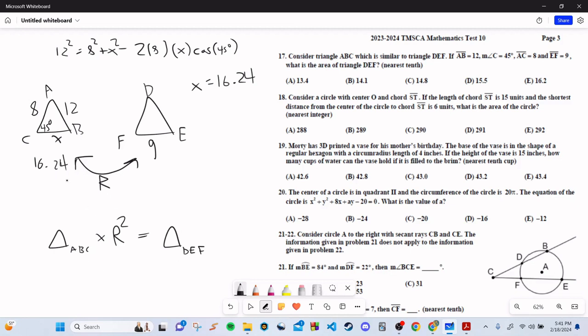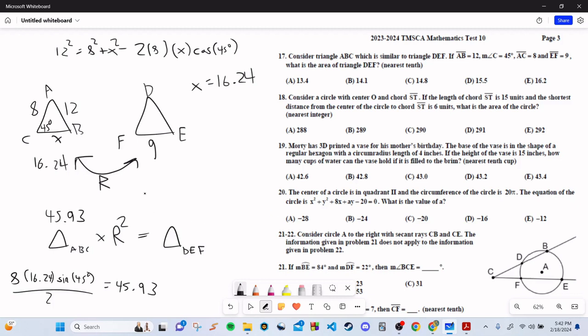So to get the area of ABC, I can do AB times sine of C in degrees. Actually, I don't think it matters. AB sine C over 2. This works for any triangle to get the area. So I'm going to just call this A and this B. So I'm going to do 8 times 16.24 times the sine of 45 degrees over 2. And that area comes out to 45.93.